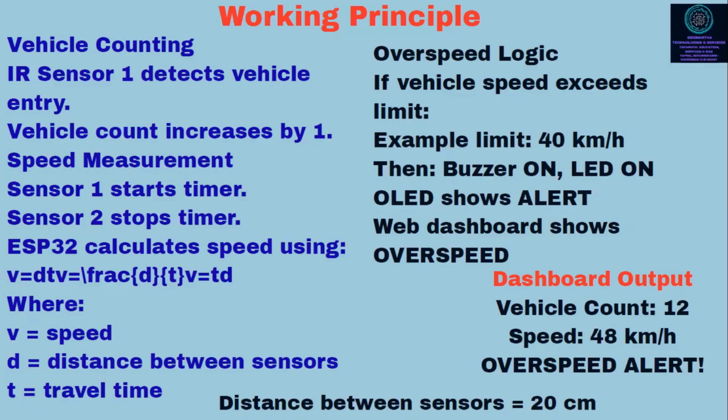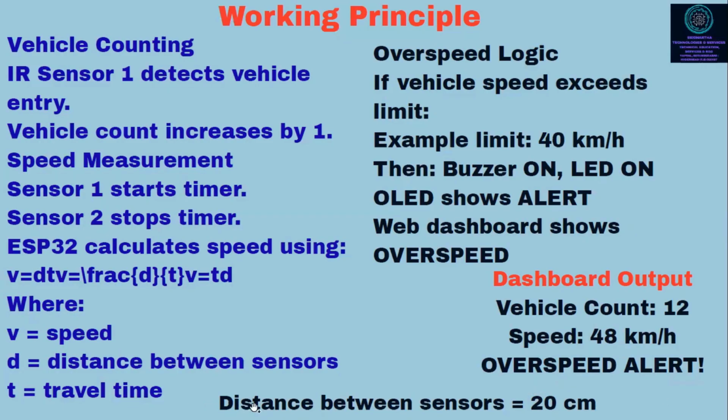Here we have also given overspeed logic. If a vehicle exceeds the speed limit, like we have given here, the normal speed is 40. If it crosses 40, then in the code we have written that the buzzer and the LED will automatically come on. At the same time, you will have a display on your OLED screen also. I've given a small idea of how the dashboard looks. Vehicle count, however many vehicles have passed, 1, 2, 3, 4, will be given count wise, and the speed will be given. If it is more than 40, it will show overspeed.